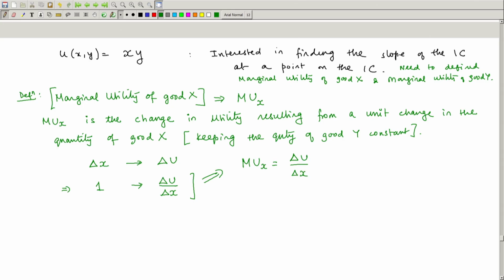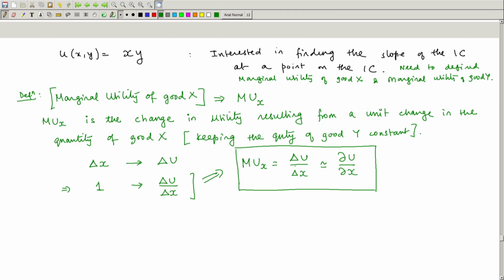Now, as delta tends to 0, I can approximately write this as del u del x, or du dx keeping y constant. So, keep in mind that the marginal utility of good x is delta u upon delta x, which can also be written as del u del x, where I am using the partial derivative, which is essentially the same as saying du dx, where y is treated as a constant or a parameter.